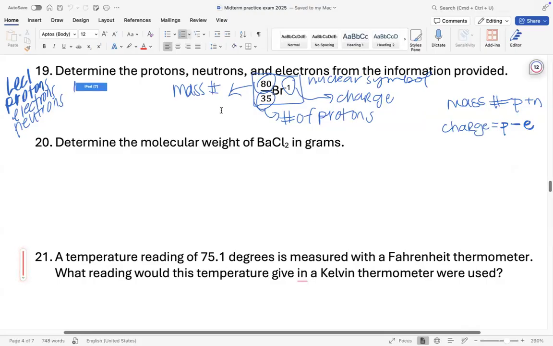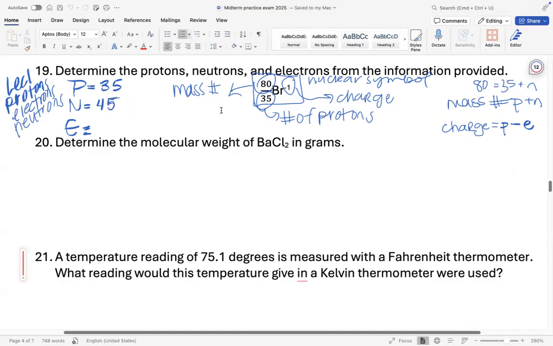So I'm trying to find protons, neutrons, and electrons. Protons are directly given to me in the nuclear symbol. So for this case, it's 35. Neutrons aren't directly given to me, but I'm given mass number, and I know that mass number connects the relationship between protons and neutrons. So I have 80 equals 35 plus neutrons. So if I did 80 minus 35, that would give me the number of neutrons. So 80 minus 35 is 45. So I have 45 neutrons.